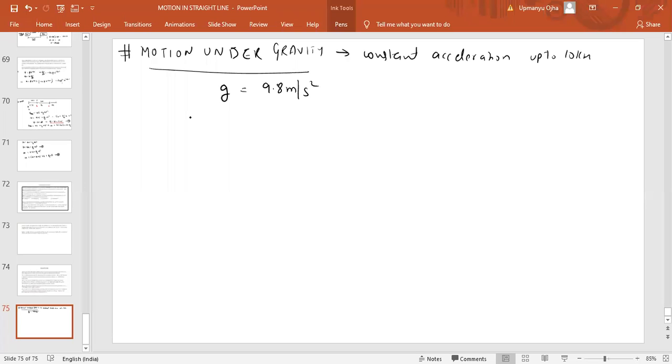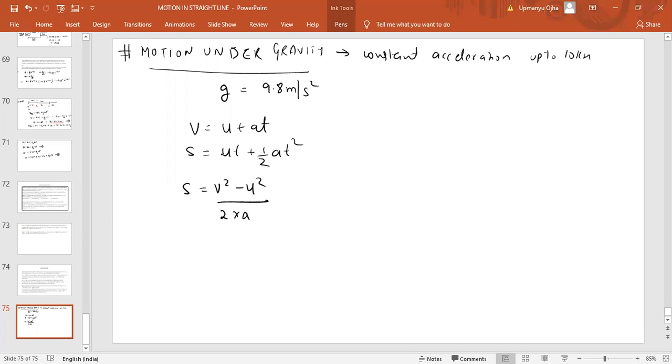So we have three equations of motion. First is v equal to u plus at. Second is s equal to ut plus half at square, where s is the displacement. And the last one is s equal to v square minus u square by 2a. These are the equations of motion which are under constant acceleration.